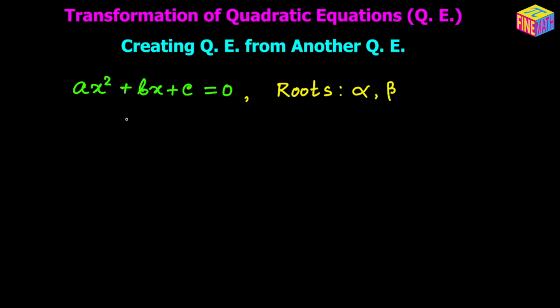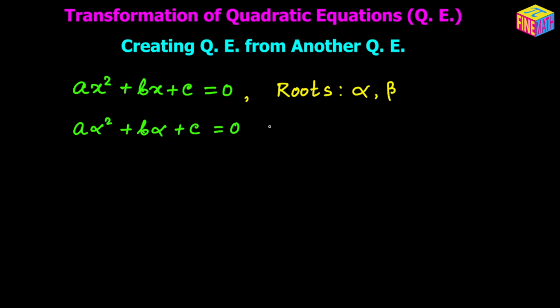So suppose we have been given a quadratic equation which looks like ax squared plus bx plus c equals 0, and the two roots of this quadratic equation are alpha and beta. From this information, we can easily say that each of the roots will satisfy the quadratic equation. That means if we use the value of alpha in place of x, then a alpha square plus b alpha plus c will be equal to 0, because alpha is a root of the quadratic equation, it must satisfy the quadratic equation.